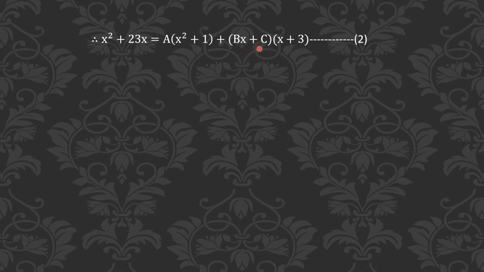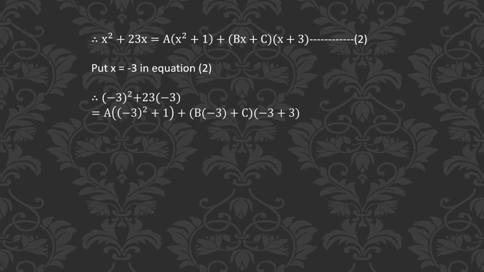Now we have the linear factor as x plus 3. So if we equate x plus 3 to 0, we will get the value of x as minus 3. So let us put x equal to minus 3 in equation 2. Then we obtain minus 3 square plus 23 into minus 3 is equal to a into minus 3 square plus 1 plus b into minus 3 plus c into minus 3 plus 3. Now minus 3 plus 3 will become 0, so this entire term will become 0. So you will get minus 60 equal to 10 into a, so we will get the value of a as minus 6.